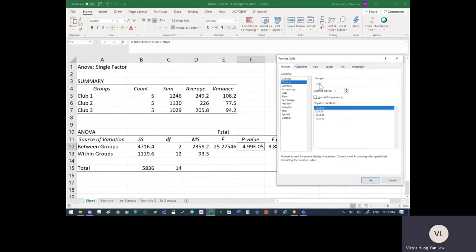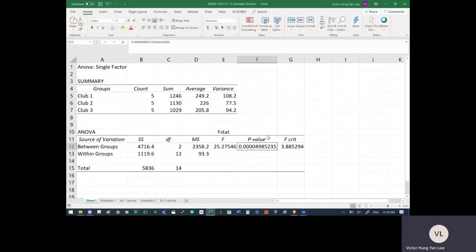Then if you look at the decimals here, we're going to increase the number of decimals until we can see a number that we understand. So we put it to 11 decimal places in this example, and we'll see what this number represents. Then we press OK, and now we know what that number means.